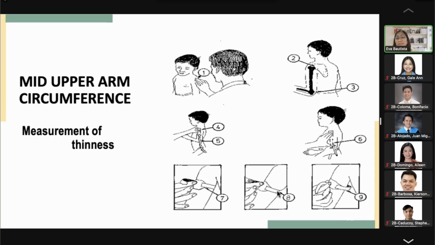It shouldn't be as tight as this one. It shouldn't be as loose as this one when you get the measurement. Just enough to hug the mid-upper arm of the infant. This one is a little high, this is actually not mid-upper arm. It's close to the armpit. It should be a little lower. So you get the average, you get the half of the length, and that's it.